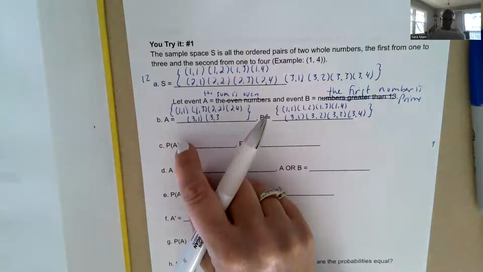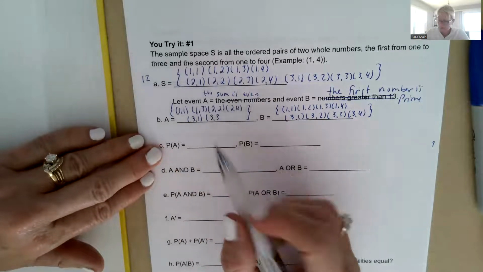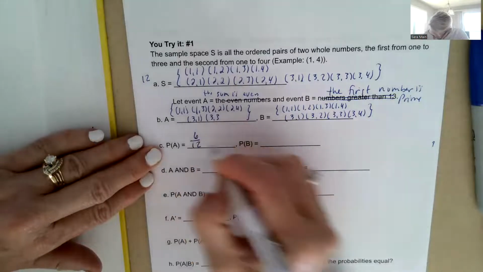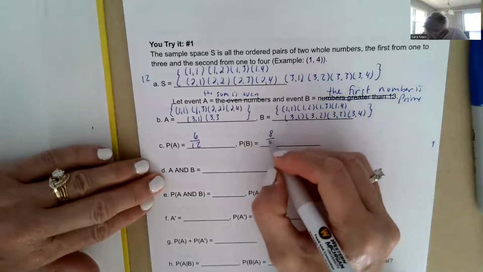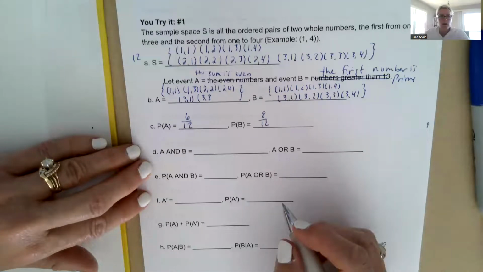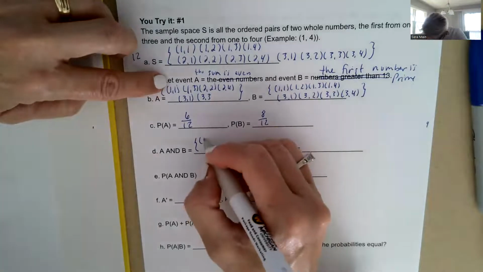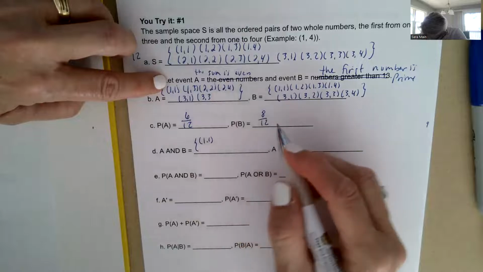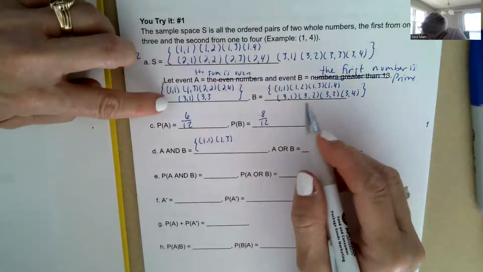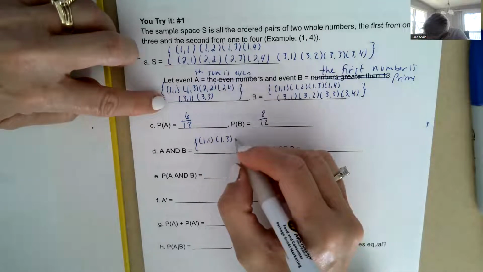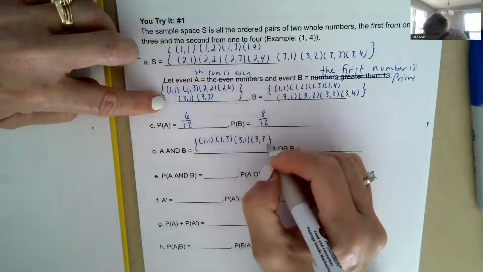It says the probability of A. So how many outcomes are in A? 1, 2, 3, 4, 5, 6. So 6 out of the 12. And what about B? There's 1, 2, 3, 4, 5, 6, 7, 8. There's 8 out of the 12. What outcomes are in A and B? Okay, so 1,1 is in both. They have to be in both. 1,3 is in both. And it looks like 3,1 and 3,3 are in both.